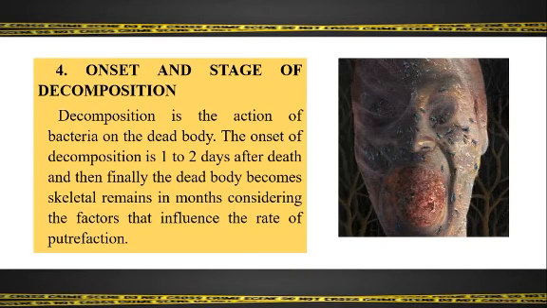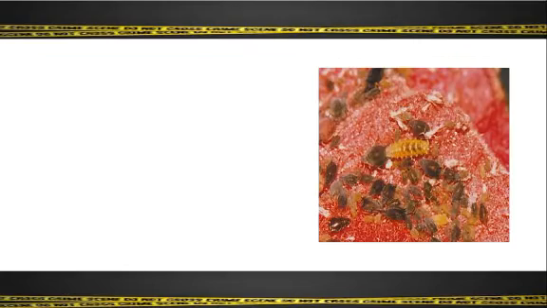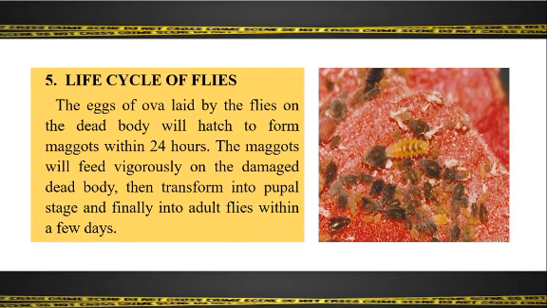Next, the onset and stage of decomposition. Decomposition is the action of bacteria on the dead body. The onset of decomposition is 1 to 2 days after death, and then finally, the dead body becomes skeletal remains in months, considering the factors that influence the rate of putrefaction. Now, ano ba yung putrefaction? Ito po yung unti-unting pagkaagnas ng katawan ng isang dead body. The process or result of decaying, and that is putrefaction.